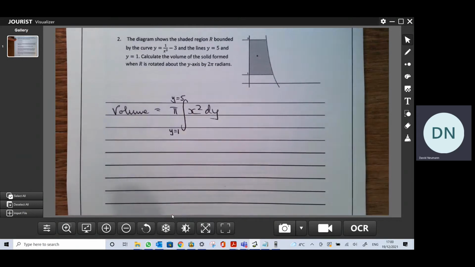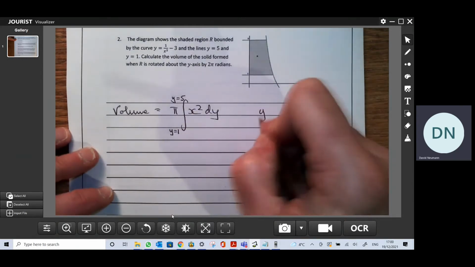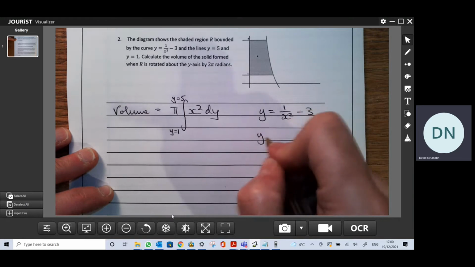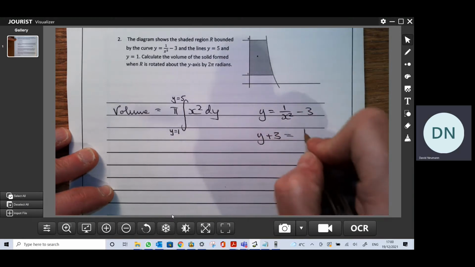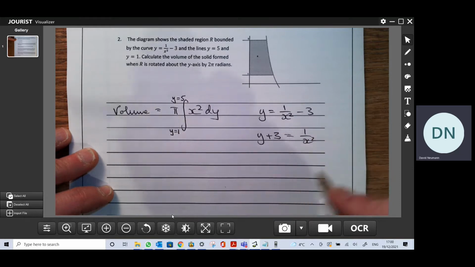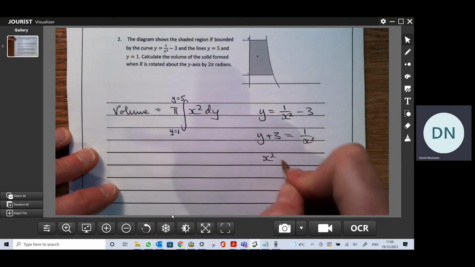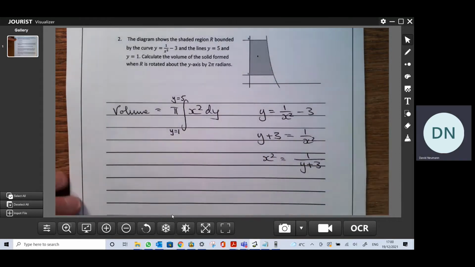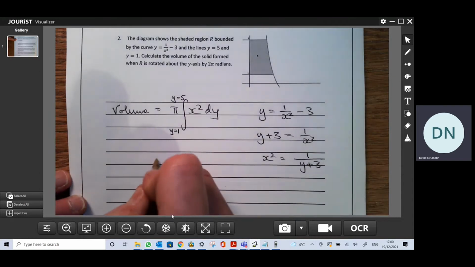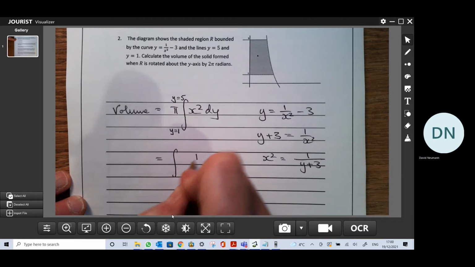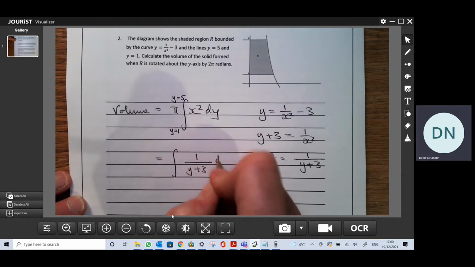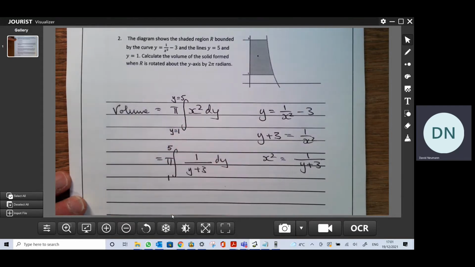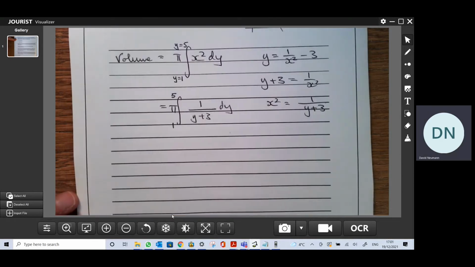So we need to work out what x squared is. So y is equal to 1 over x squared minus 3. So y plus 3 is 1 over x squared. So x squared is equal to 1 over y plus 3. So if we put that into our formula here, we're going to say this is pi times the integral of 1 over y plus 3 dy from 1 to 5. There we go. Let's just move that up a little bit.